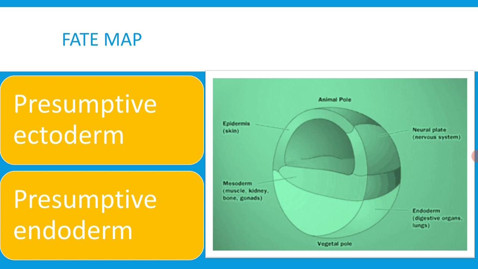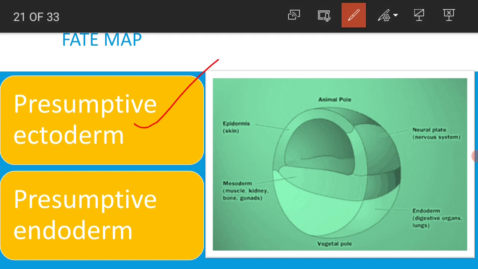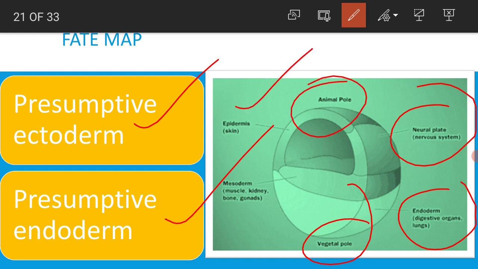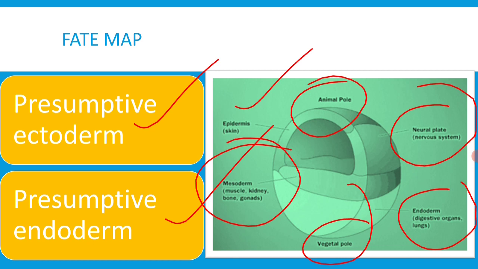So here you can see the fate map where presumptive ectoderm and presumptive endoderm are displayed, and here you can see the neural plate which is going to form the nervous system, and from endoderm digestive organs and lungs are being formed. This is the vegetal pole and this is the animal pole, and this is the epidermis through which the skin arises, and here you can find the mesoderm from which the muscles, kidney, bone and gonads will arise. Like that, from each germinal layer, certain organs are bound to develop.